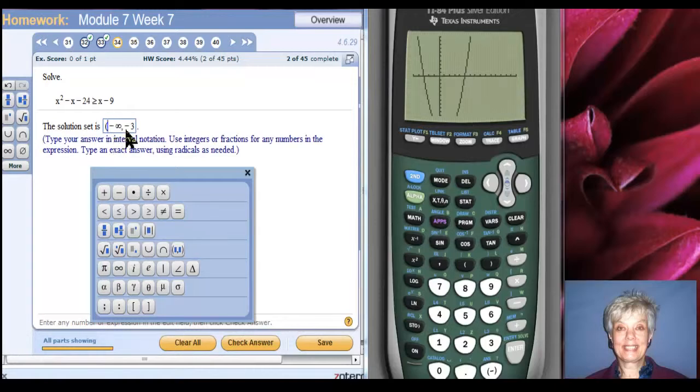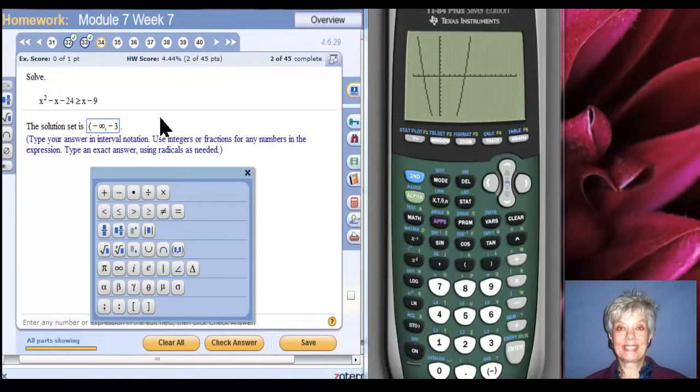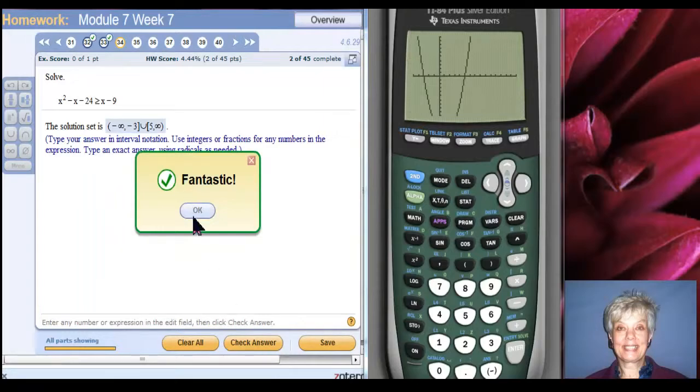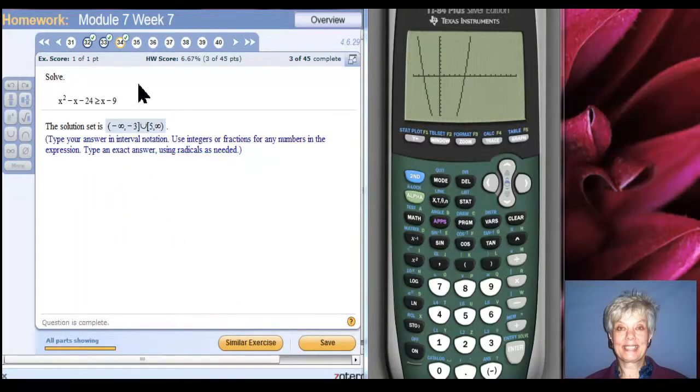Here we go. All right, then, I'm going to put a bracket, and then I'm going to put a U. And then I'm going to put a bracket, and I'm going to say 5 to infinity. So 5, comma, positive infinity, parenthesis. There we go. Let's see if this is correct. Yes. Eventually, we're going to have to factor this. There's no way around it.